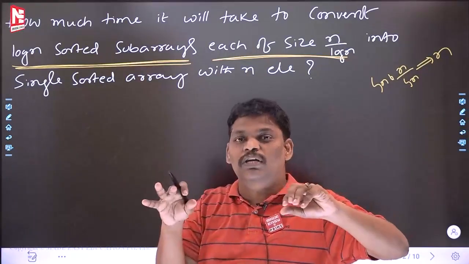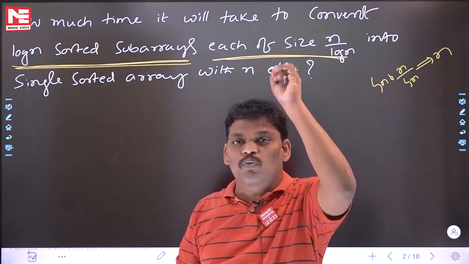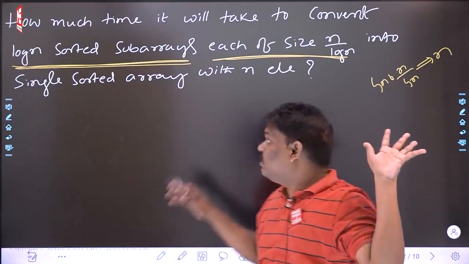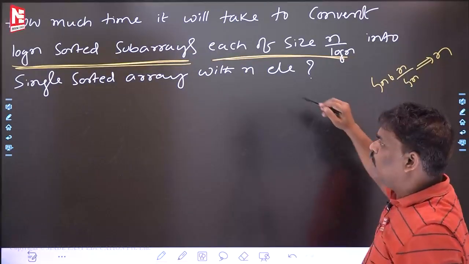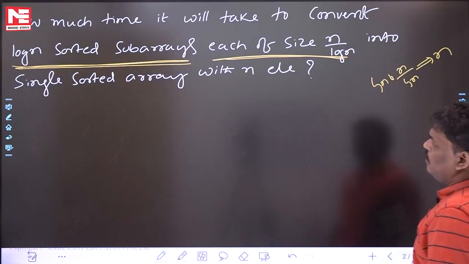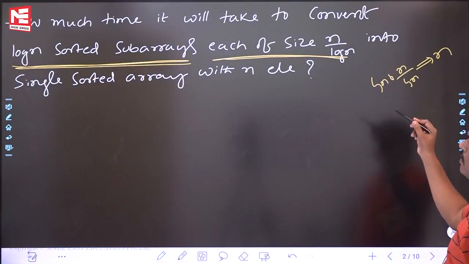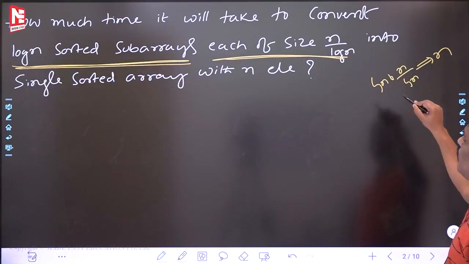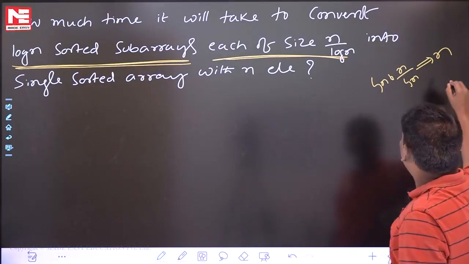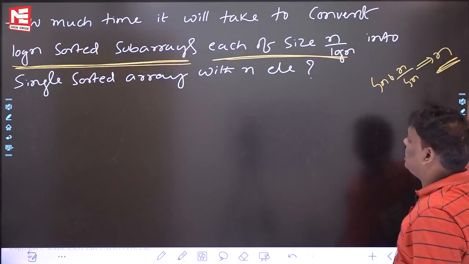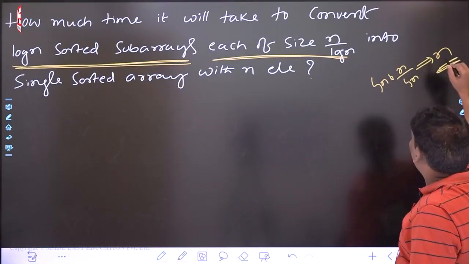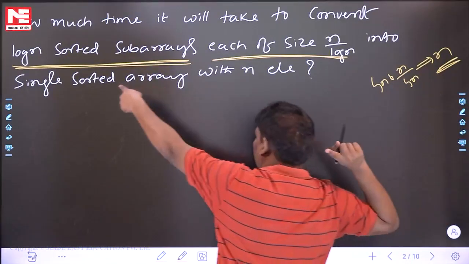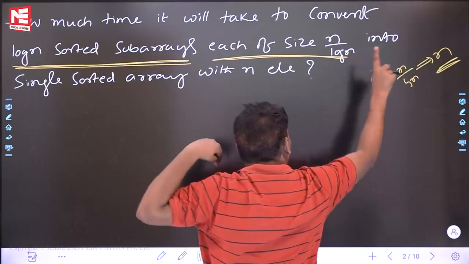Now finally what he wants is, he doesn't want these many groups. He wants one group with all elements which are sorted. So now what he is asking is, to do that, how much time will it take? How much time will this procedure take? What is the procedure? Log n sorted subarrays, each of size n by log n, you want to make it a single array of size n which is sorted. Finally you want one sorted array with n elements.